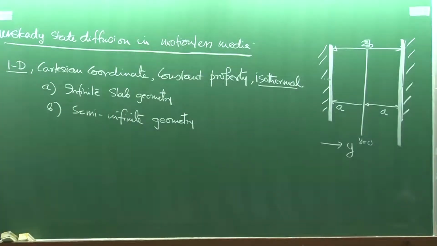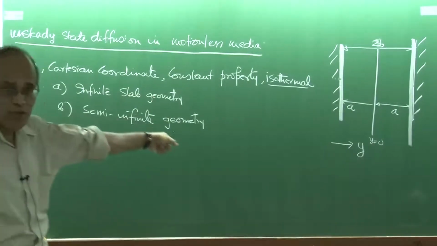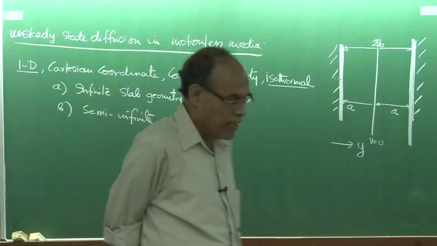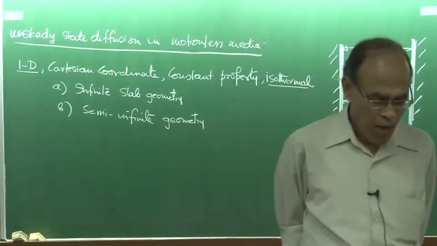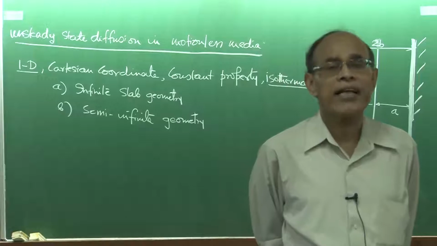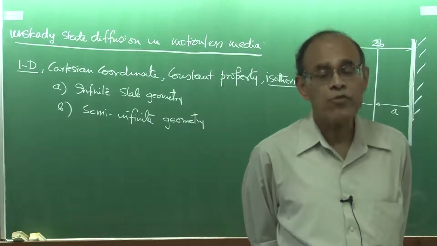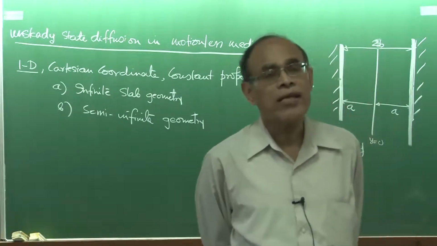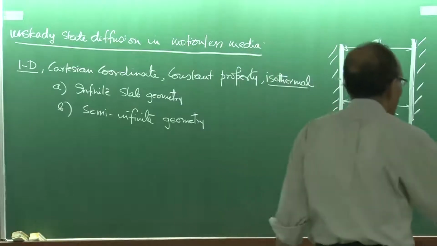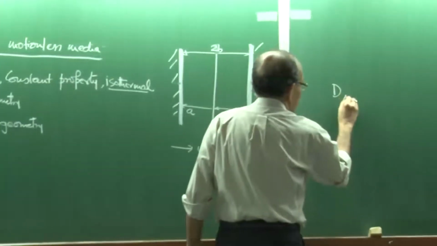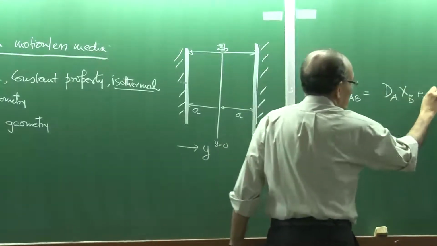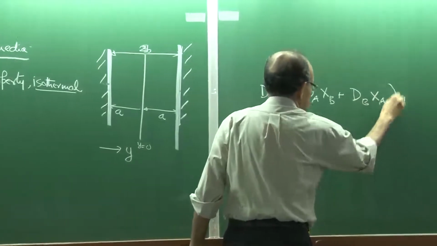Yesterday, I forgot to mention one term. I will come back to this, but since I remembered it, I should clarify. Yesterday, if you remember, I was talking about the Kirkendall effect, where I introduced the concept of drift velocity and also the concept of an interdiffusion coefficient, and that interdiffusion coefficient DAB was represented as dA into xB plus dB into xA.